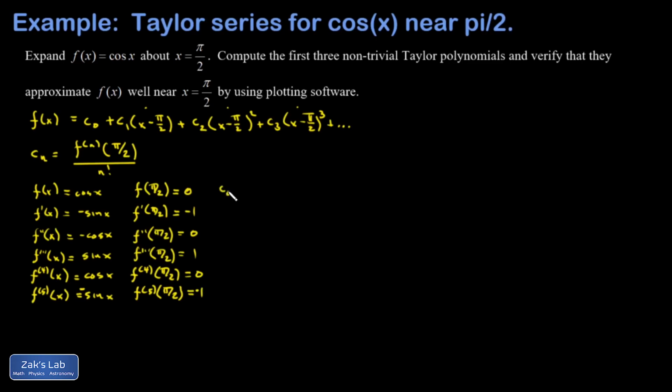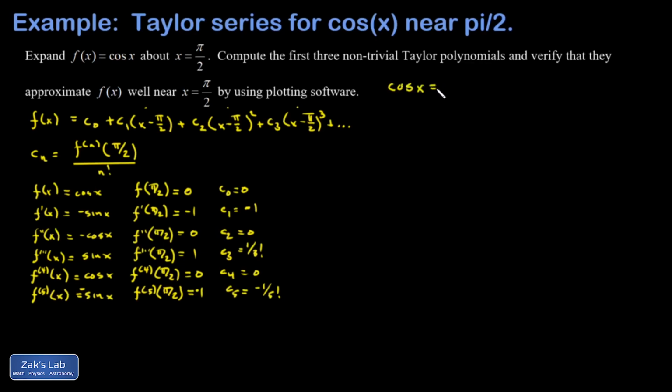All right, and this means c_0 is equal to 0. c_1 is going to be negative 1 over 1 factorial, which is just negative 1. c_2 is 0. c_3 is going to be 1 over 3 factorial. c_4 is 0. And c_5 is negative 1 over 5 factorial. Now we can write down this Taylor expansion of the cosine function.